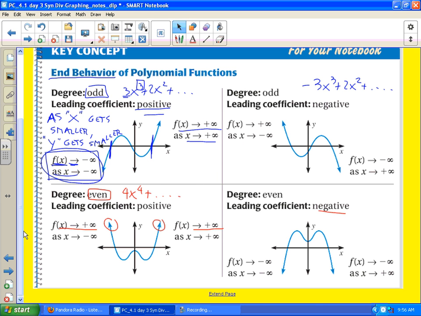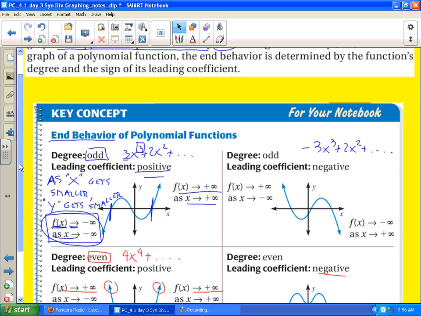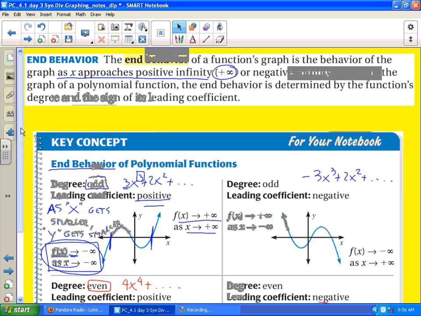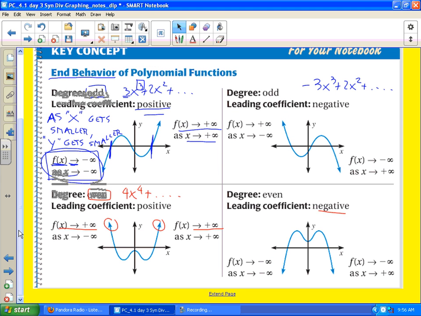Does that sound exciting? Yeah, thank you for your enthusiasm. Yes, it does sound exciting. That's about as exciting as watching paint dry. That is exciting. Any questions? Of course not.